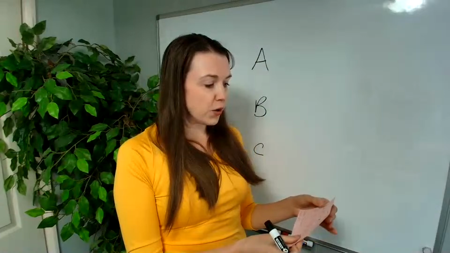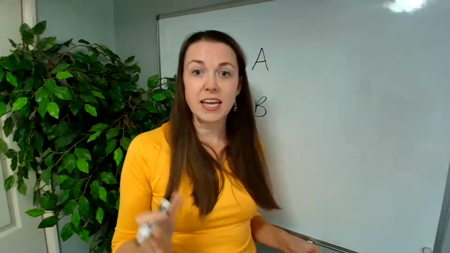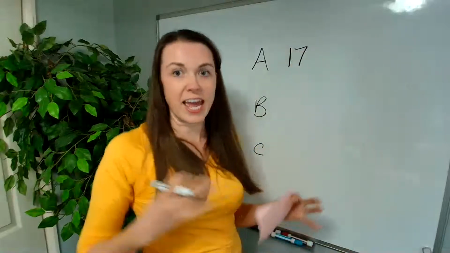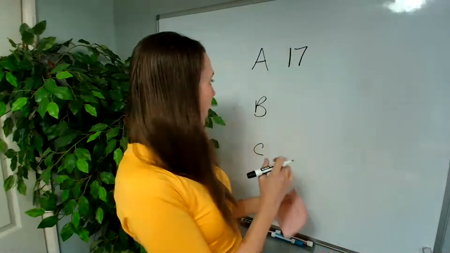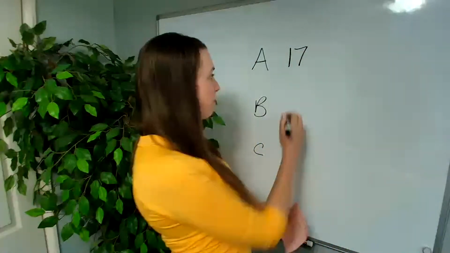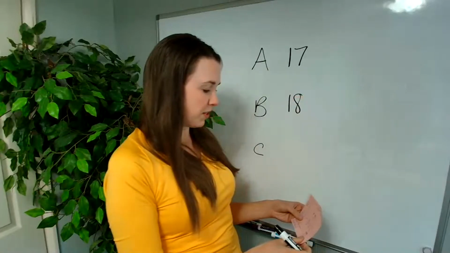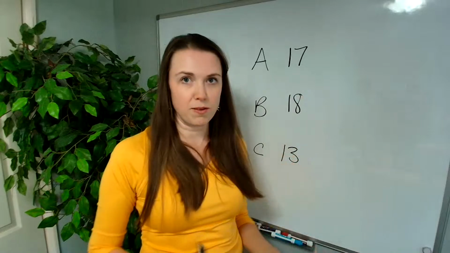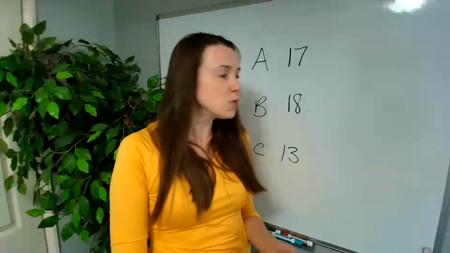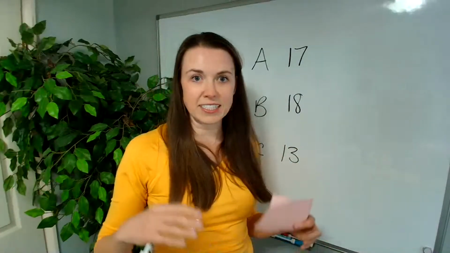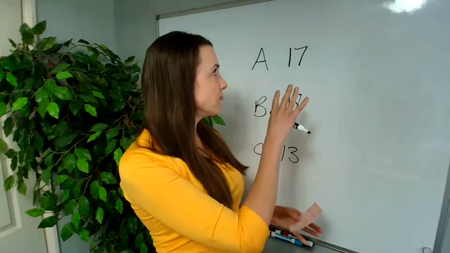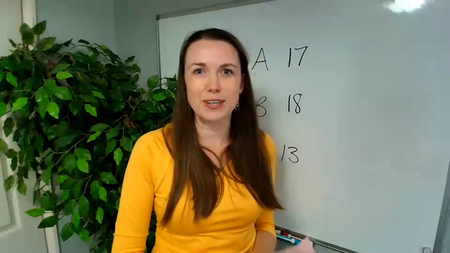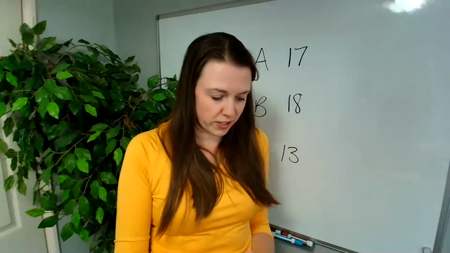Let's say State A has 17 people in it, State B has 18 people in it, and State C has 13 people. What we're doing is comparing two different candidates, or in this case, two different pies. We need to decide what pies.